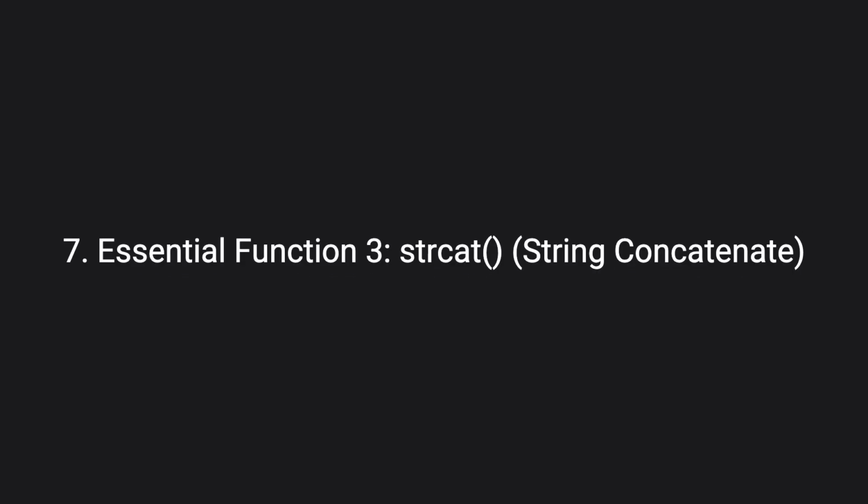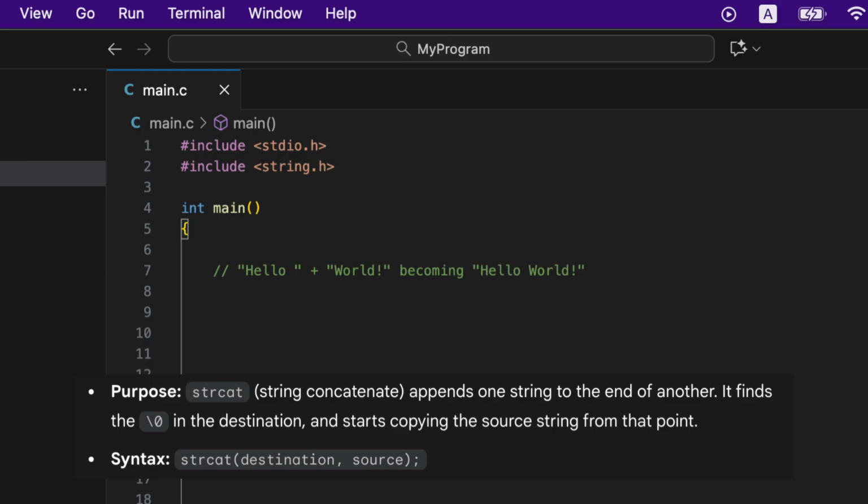Seventh, essential function 3, string concatenate. Purpose: strcat, string concatenate, appends one string to the end of another. It finds the \0 in the destination and starts copying the source string from that point. Syntax: strcat(destination, source).